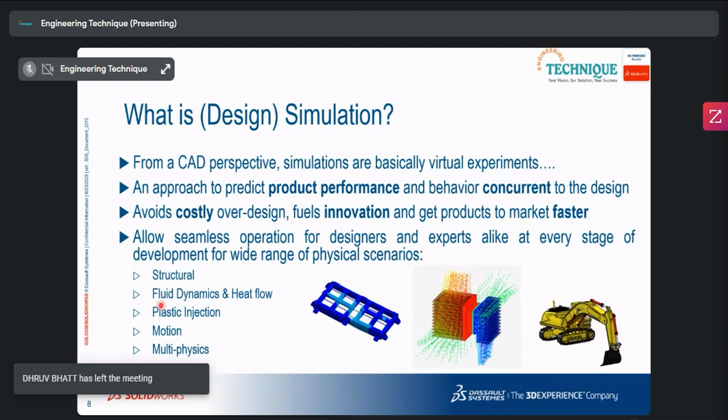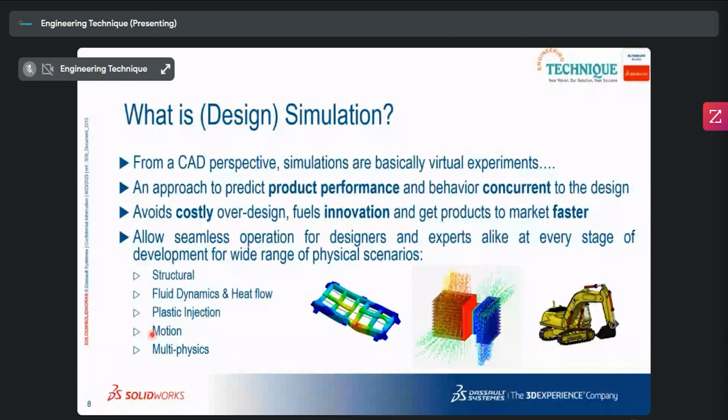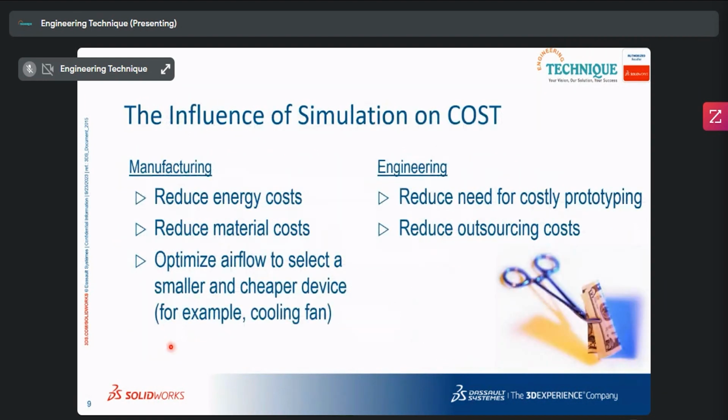That are structural, then fluid dynamics and heat flow, weather, plastic injection, motion, and the combination of these things that is called multi-physics. Okay. Now, simulation impacts very many parameters. But for simplification, I will take the three basic parameters on which the simulation makes a major impact. Okay, and companies focus on that impact.